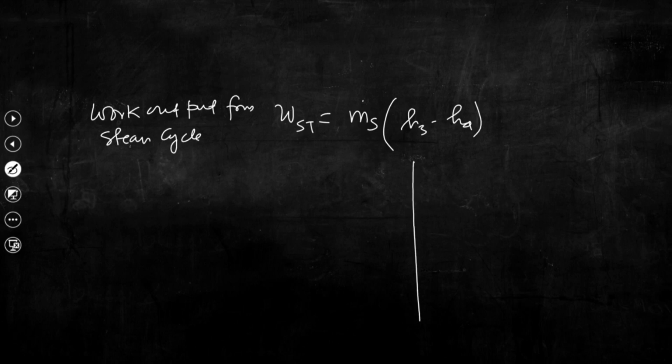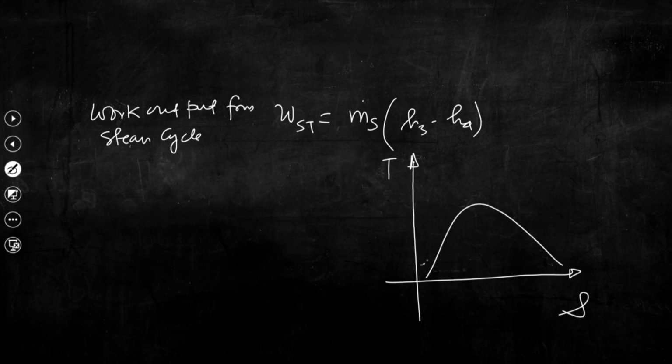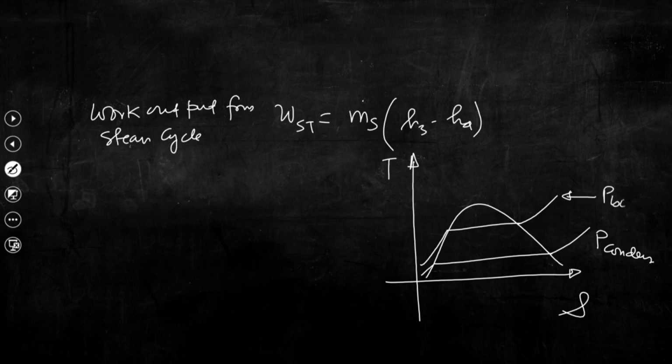For energy balance we have to draw the TS diagram, right. So, this is P condenser and this is P boiler. So, this is the point 3, this is 4, this is 1, this is 2. So, this is the steam power cycle that we had discussed many times before.